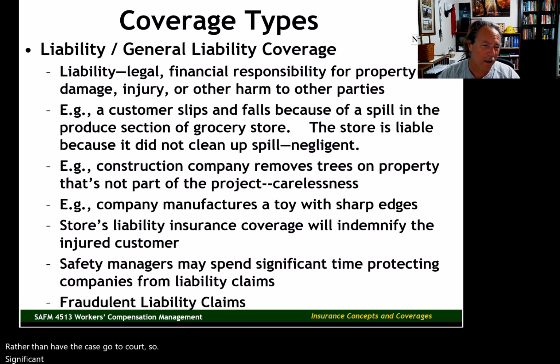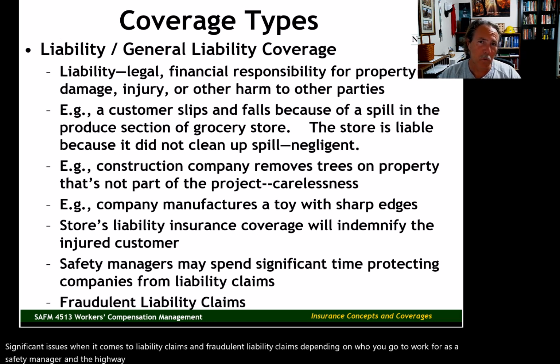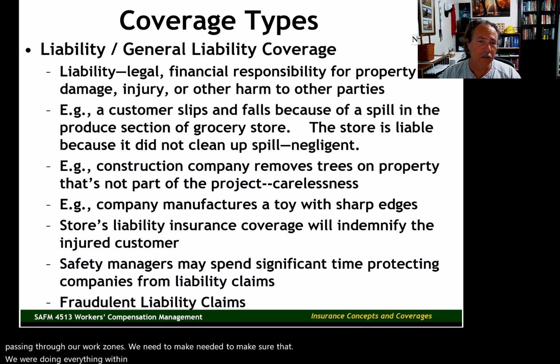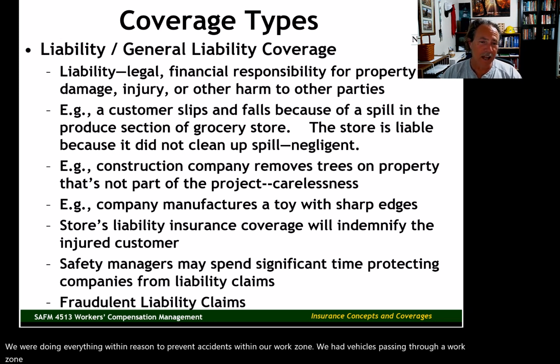So there are significant issues when it comes to liability claims and fraudulent liability claims, depending on who you go to work for as a safety manager. In the highway construction industry, we always had to be concerned about protecting the public that was passing through our work zones. We needed to make sure that we were doing everything within reason to prevent accidents within our work zone. We had vehicles passing through a work zone. If there was an accident in our work zone, we could be caught up in a liability case if that accident was serious and resulted in property damage or personal injury.